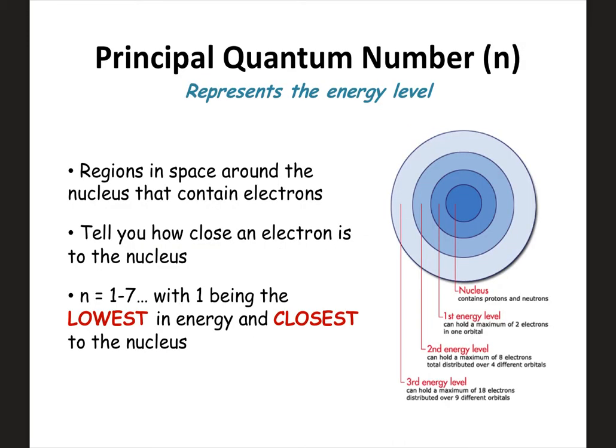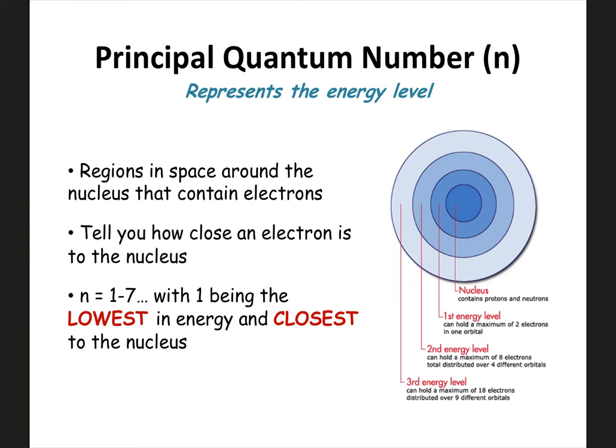The first quantum number is called the principal quantum number. We use the letter N to denote the principal quantum number. This is the energy level. If you remember when we were going through the Bohr model of the atom, we talked about how N represents the energy level. So the principal quantum number is the same thing as an electron's energy level. These are just the areas around the nucleus where you're going to be likely finding electrons. So if you want to think about the Bohr model of the atom, it's kind of like the orbits that the electrons have. Those are your energy levels.